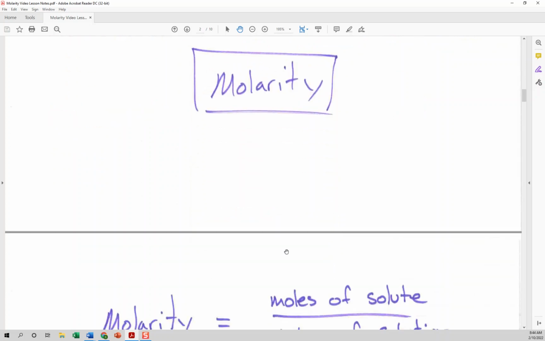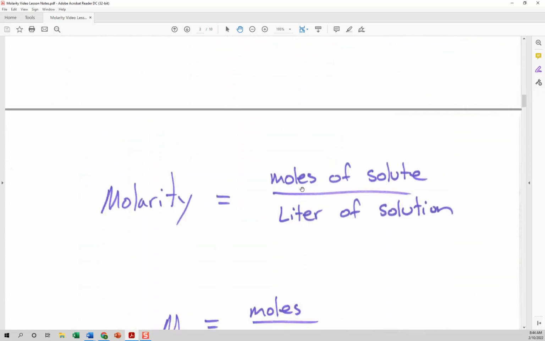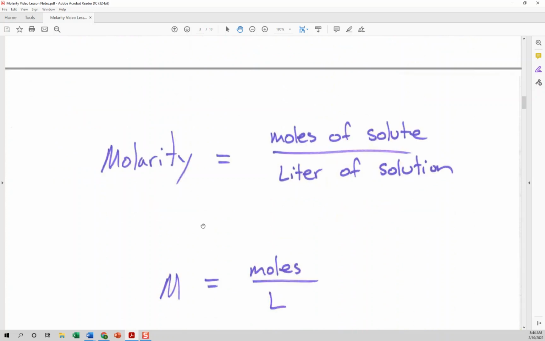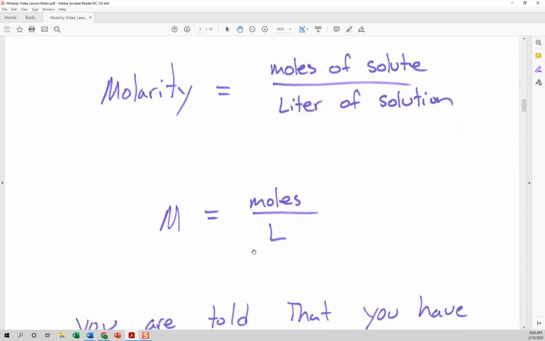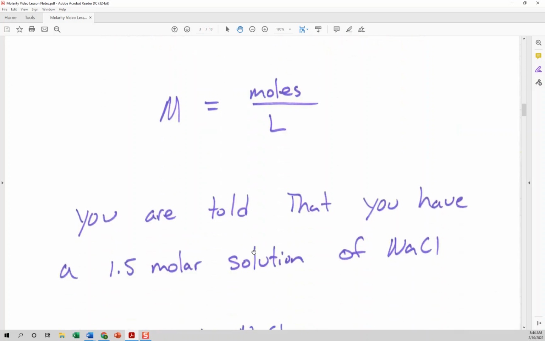Okay, so what molarity is a measurement of is the moles of solute per liter of solution. Molarity, capital M, equals moles per liter. Moles of solute, so if we have a salt solution, it would be moles of the salt per liter volume of solution, and the volume has to be in liters. Okay, that's what molarity is.